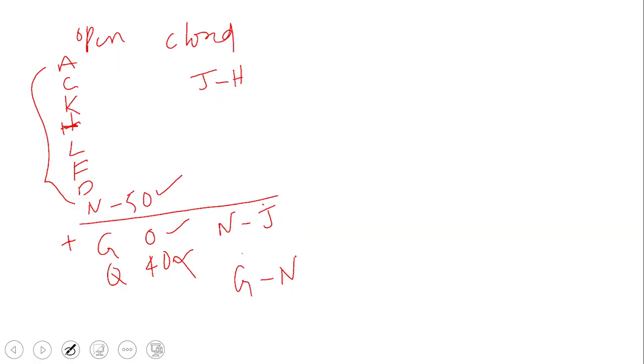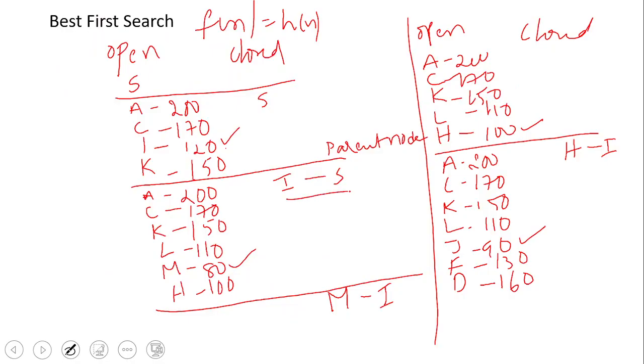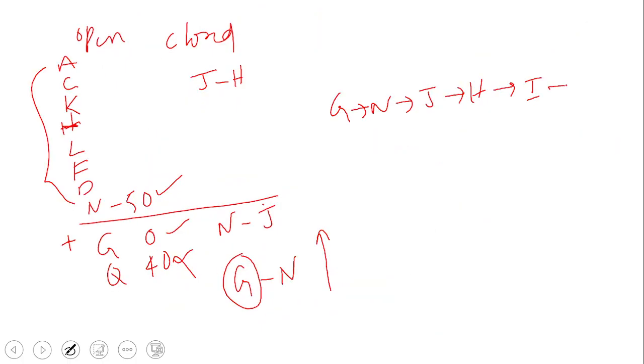Okay. So now you got the goal node. Whenever you identify it is a goal node, then stop the algorithm. Now after completing this one, to write the path, come in the reverse direction. First G. Which is the parent of G? N. What is the parent of N? J. What is the parent of J? H. What is the parent of H? I. What is the parent of I? I parent is S.